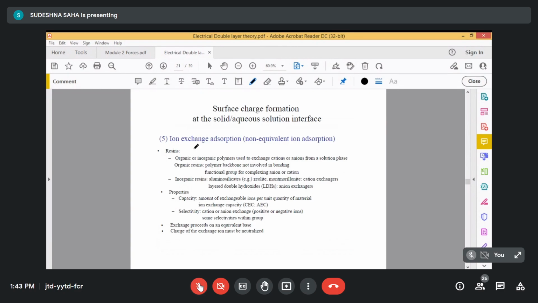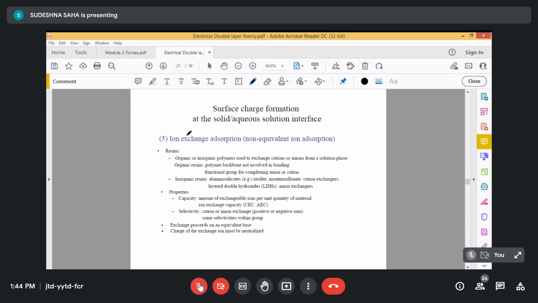Okay, that means suppose you are passing your hard water through aluminum silicate resin. What will happen, you will find that your water becomes softer, but the resin itself will acquire a certain amount of positive charge on it. So that means there is a cation exchange resin, cation exchange has taken place.